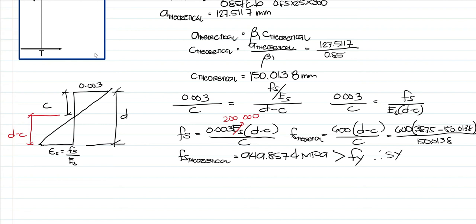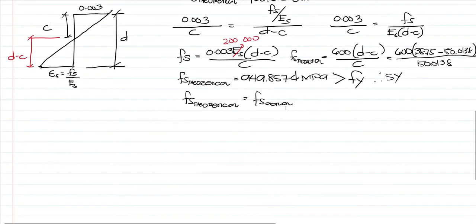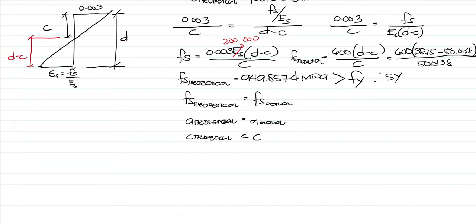So that is therefore Sy. So that stands for steel yields. So we can say that the Fs theoretical is equal to our Fs actual, and also our A theoretical is equal to our A actual, and our C theoretical is equal to our C actual. So yun yung na-prove natin.